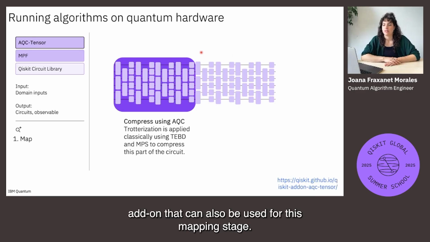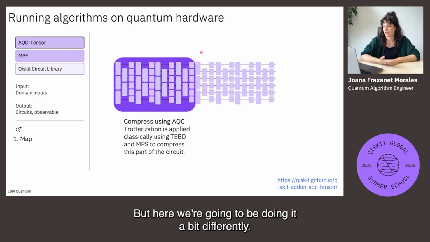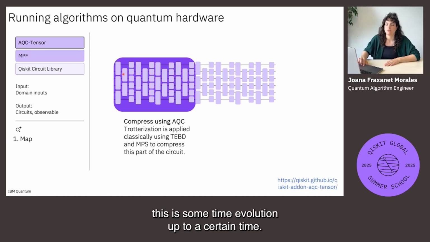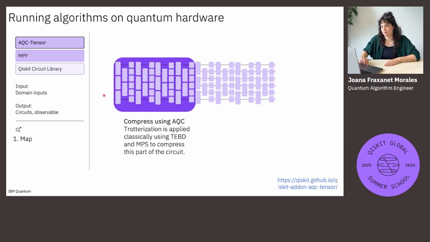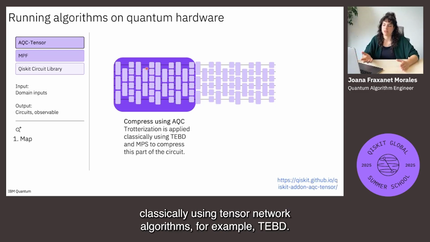There's another Qiskit add-on that can also be used for this mapping stage. This would be the AQC tensor. And this is also about reducing the depth of our circuit. But here we're going to be doing it a bit differently. So the idea here is to take the first part of the circuit, which is some time evolution up to a certain time, and let's take it up to a time that can still be computed classically using tensor network algorithms.